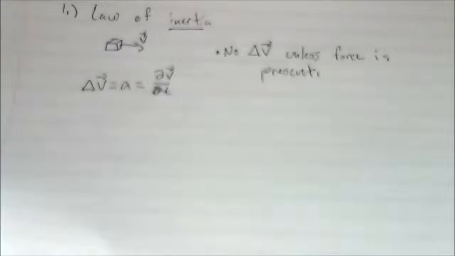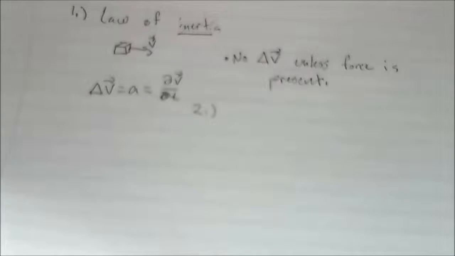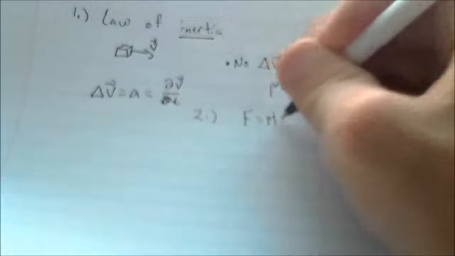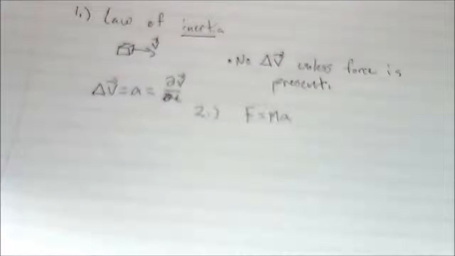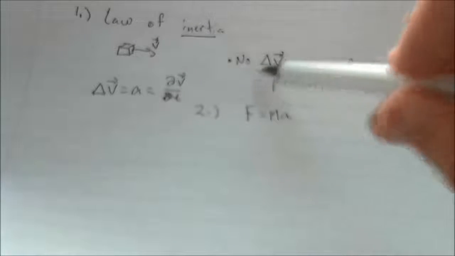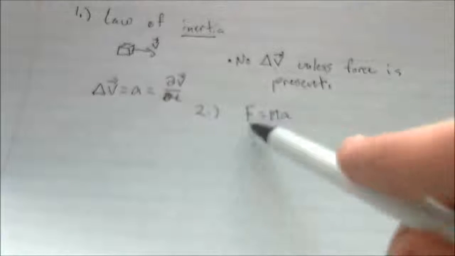Okay, so we have the law of inertia. So what's the second law? Because the first law is basically summarized. These are very simple, very simplistic laws. The second law can be expressed in an equation: F equals ma. The first law describes how mass doesn't want to change. We concluded that there is no acceleration, which is change in velocity, unless a force is present, which is shown here.